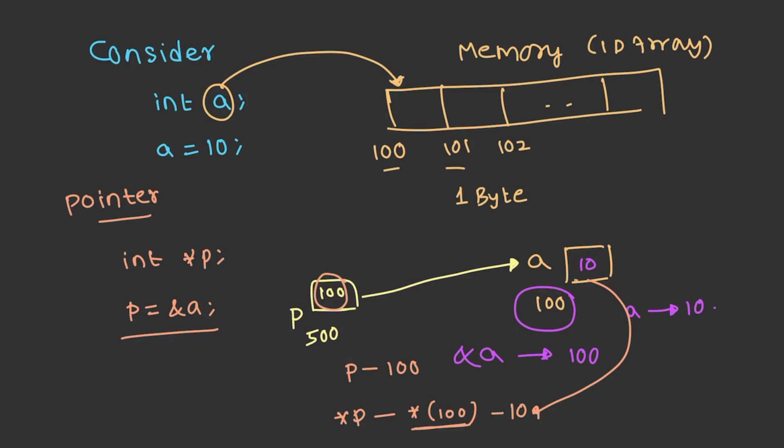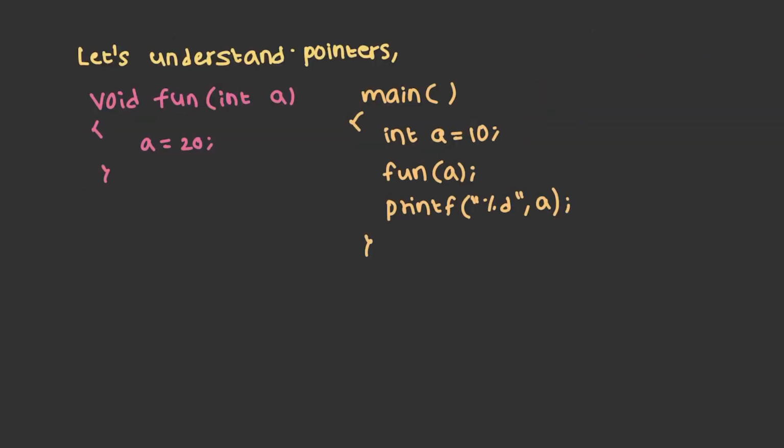Similarly, as a variable has an address, the pointer will also have an address, and it can be obtained with the help of &p, which is equivalent to 500 in this case. Let's try to understand pointers with the help of an example given here.